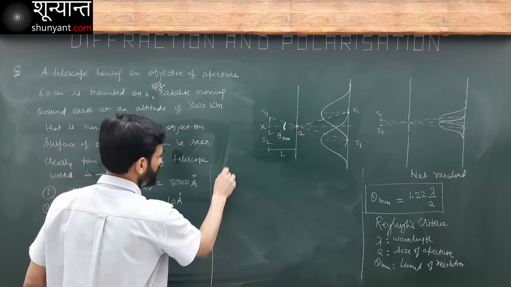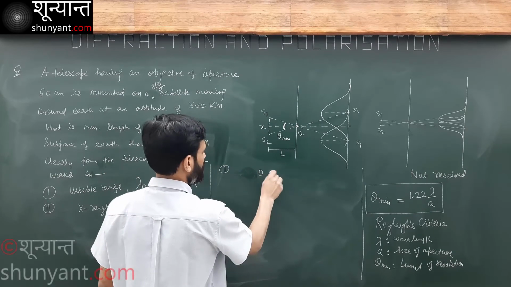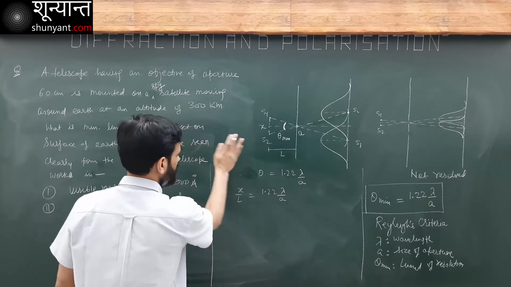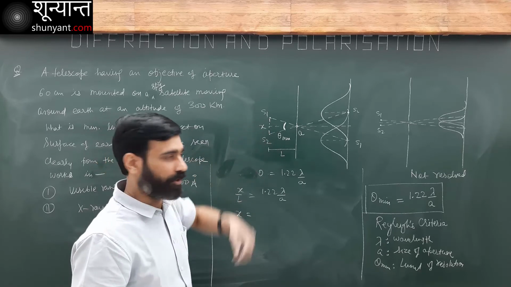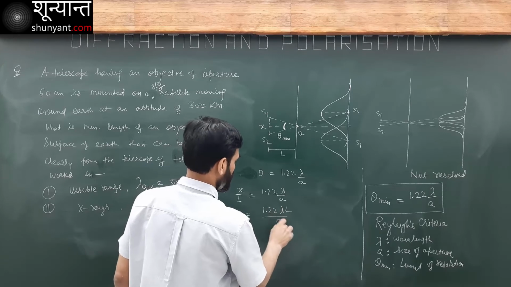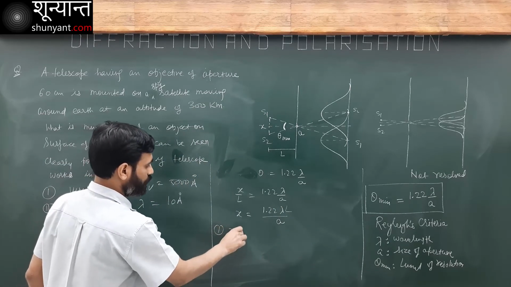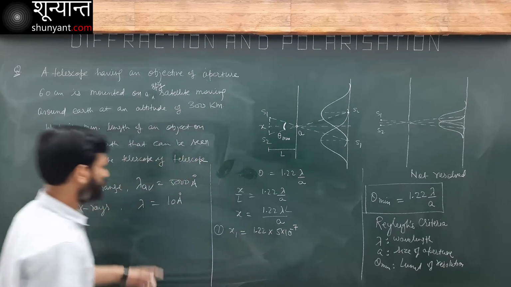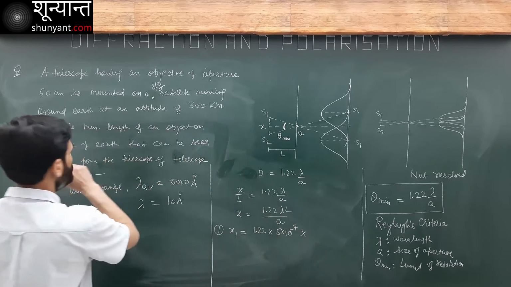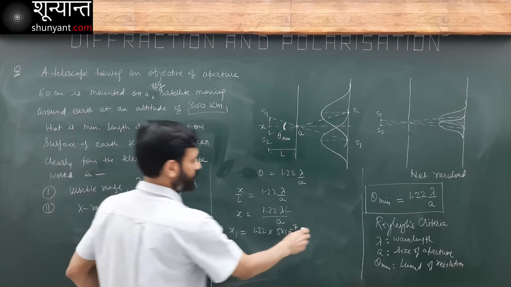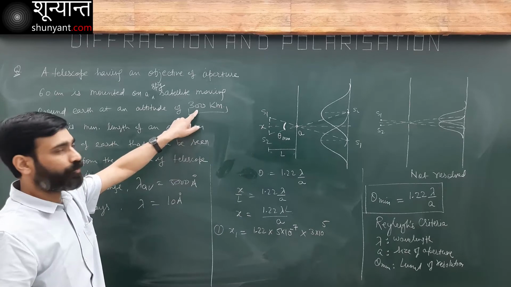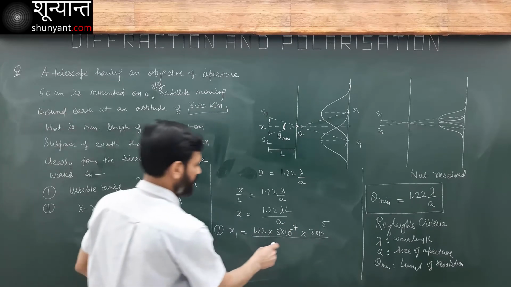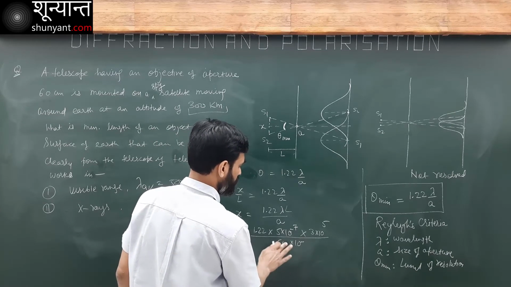In the first case, sine theta or theta is 1.22 lambda over A. This is x over L is 1.22 lambda over A. So x is the minimum distance that can be resolved. It is going to be equal to 1.22 lambda L over A. In the first case, visible range, x1 is 1.22 into lambda, which is 5000 angstrom, so 5 times 10 to the power minus 7, and the length is 300 kilometers, so 3 times 10 to the power 5 meters, over the aperture, which is 60 centimeter, so 6 times 10 to the power minus 1.